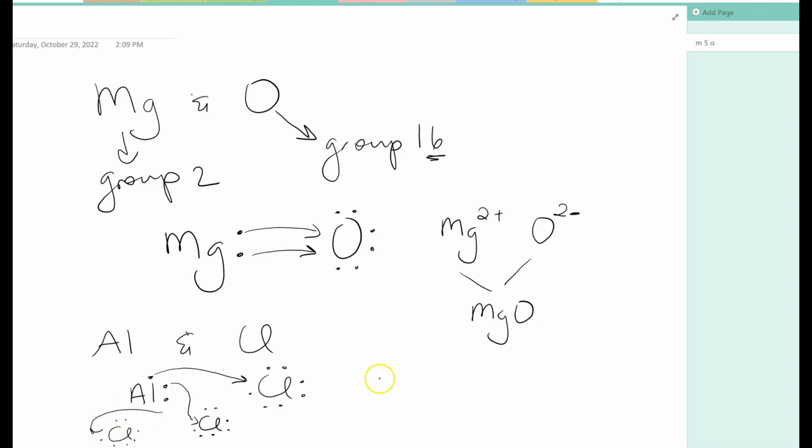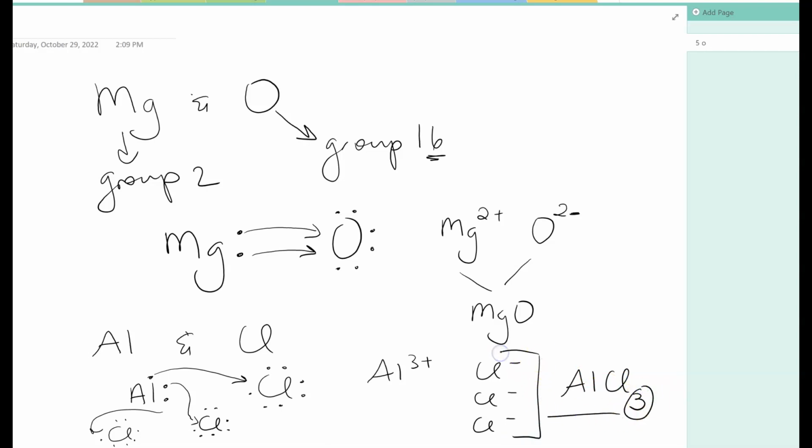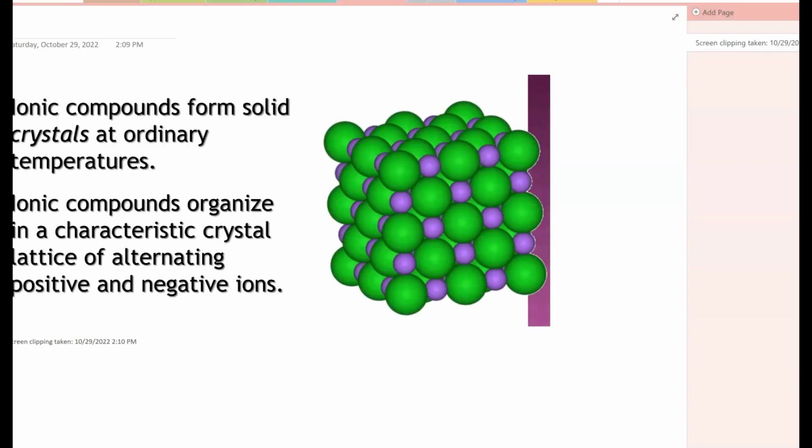And so now what happens? You have aluminum, 3 plus, and you have 3 chlorides, 1, 2, and 3. When we write the formula, it's AlCl3. So this 3 represents these 3 chloride ions. So ionic compounds are solid at room temperature and they form crystals. So these are your positives right here, the purple ones, and these are negatives. So this is sodium chloride.